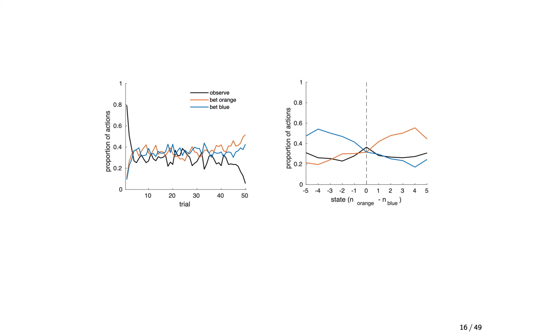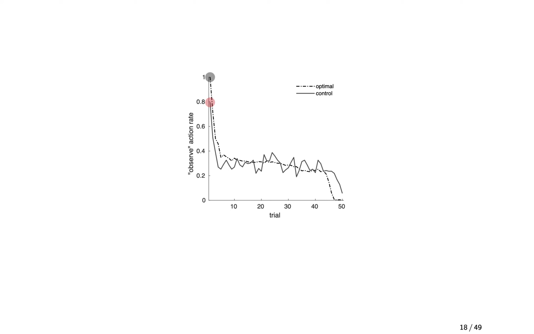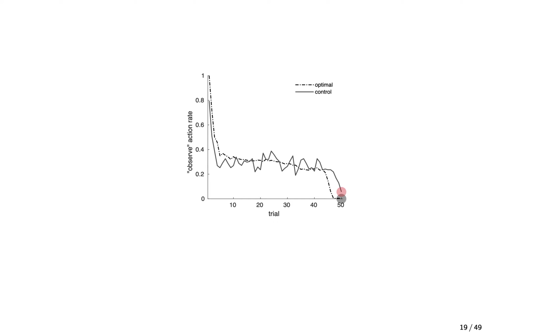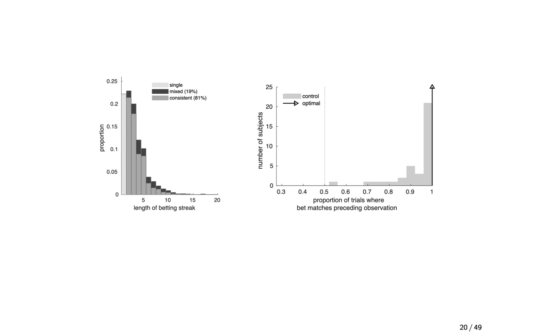Ideally, we develop a model that can not only capture a participant's rate of all actions across trials and states, but also one that can explain their different explore-exploit trade-off strategies. You can see here that participants' ratios of observations to bets can vary a lot, and they exhibit some suboptimal behaviors, like the mixed streaks of betting, which we see in the two rightmost participants here. Participants' suboptimal behaviors include not always observing on the first trial and not always betting on the last trial. They also mix their bets in about 20% of their betting streaks that are longer than one bet, and they don't always bet on the last color that they observe.